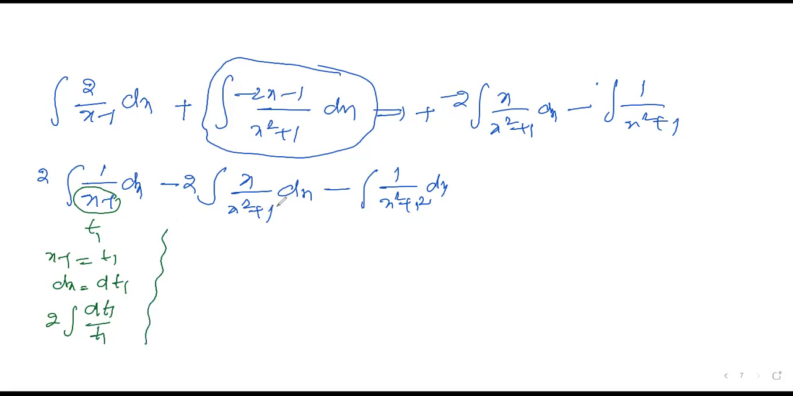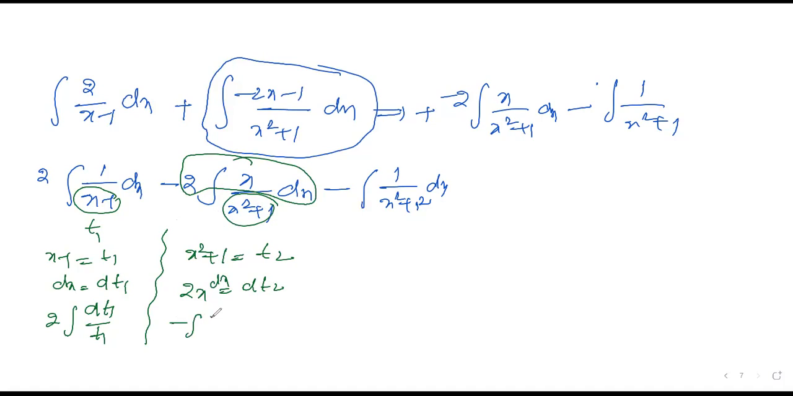Here also you can take it as t, because x is there, so the possibility is there. Take t2 as x square plus 1, so dt2 means 2x dx. Because x is there, dt by 2 is there, you'll get it out. I can write directly 2x dx, so dt2, so minus dt2 by t2.